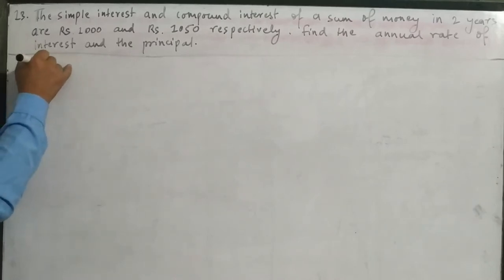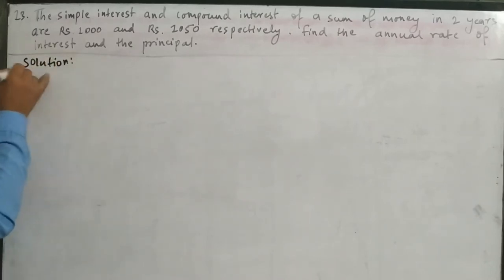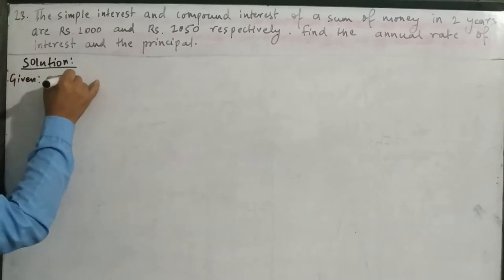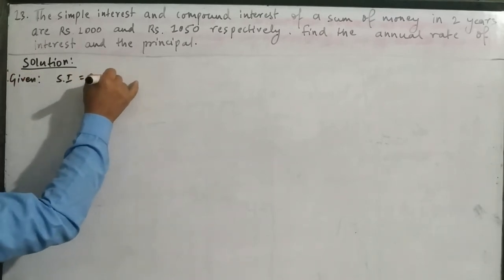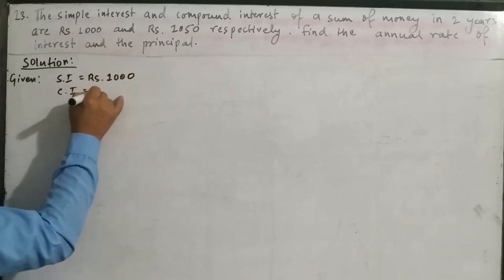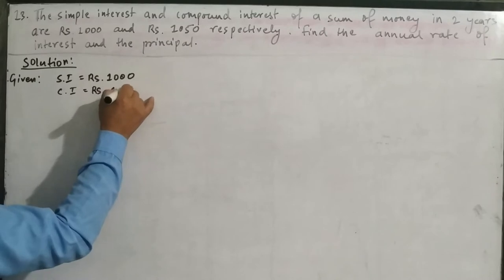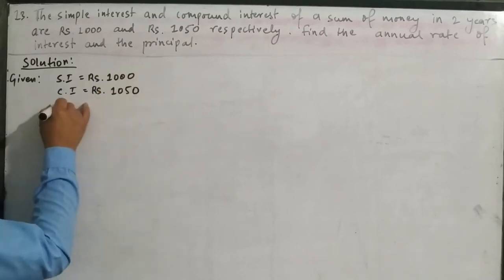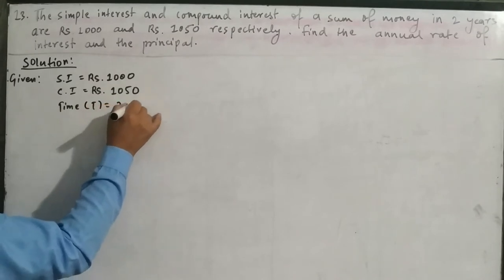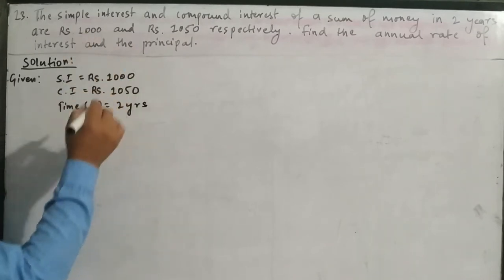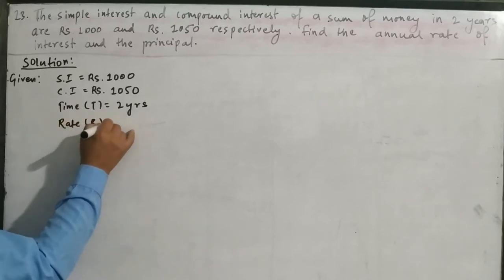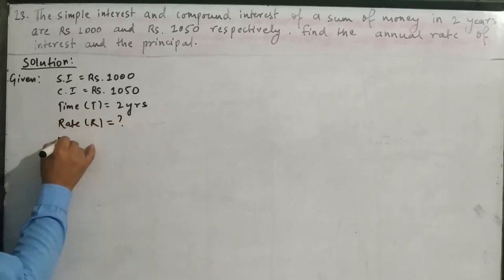Solution. Given in the question, simple interest equals to rupees 1000, compound interest equals to rupees 1050, time t equals to 2 years, we need to find out the rate r and the principal p.